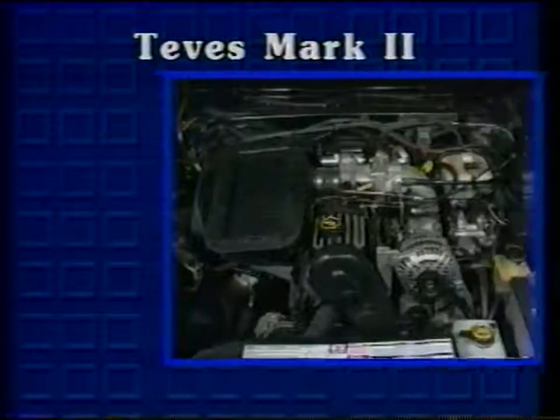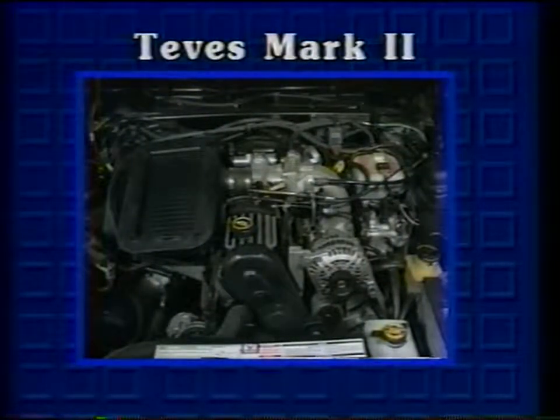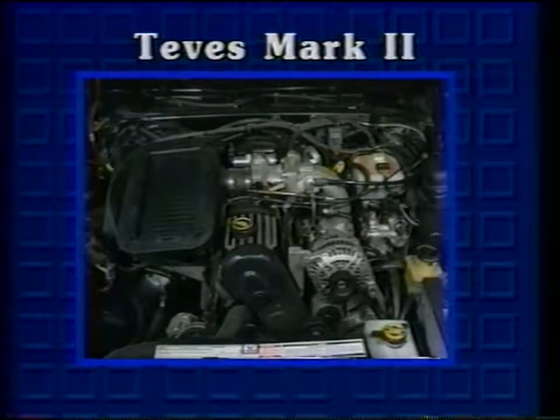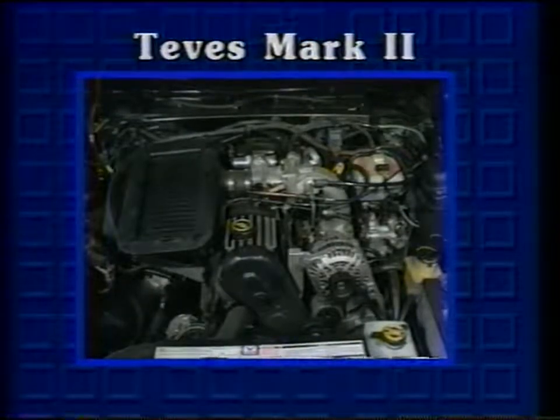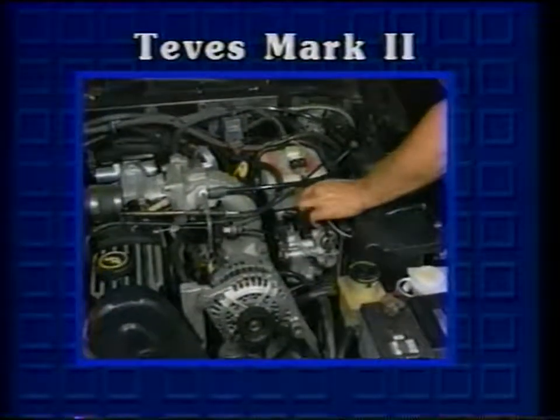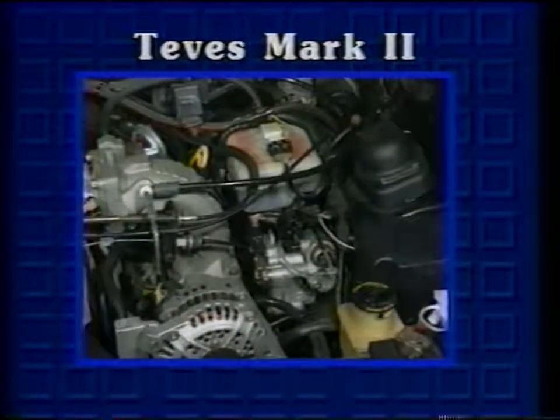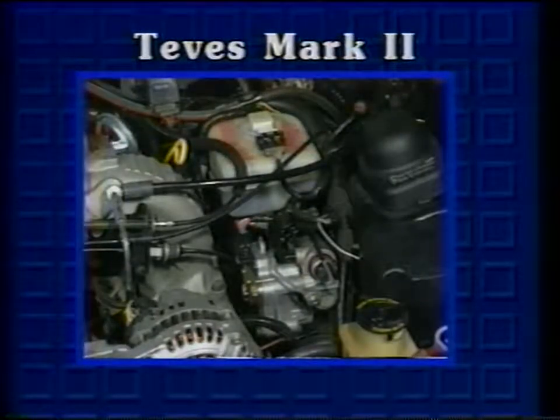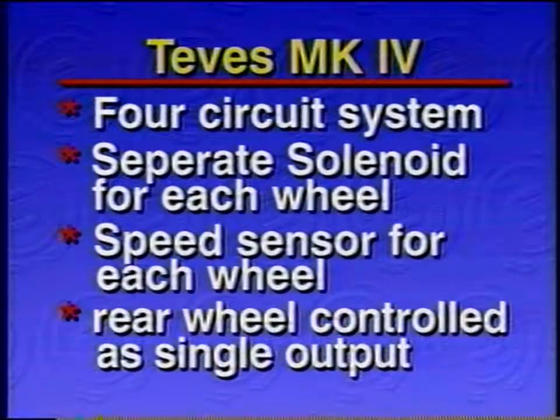The earlier Mark II system, by comparison, has an integral ABS modulator, pump, accumulator, and master cylinder in its hydraulic control unit that uses brake fluid stored under high pressure in the accumulator for power assist and anti-lock braking. The Mark IV is a 4-circuit anti-lock brake system.